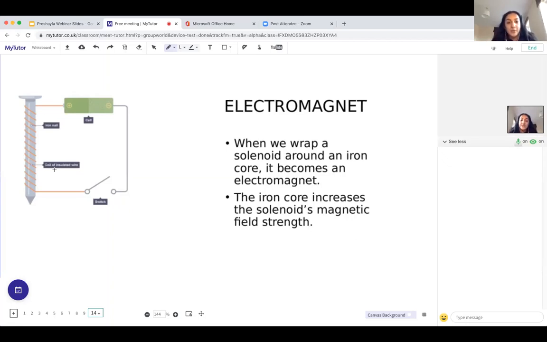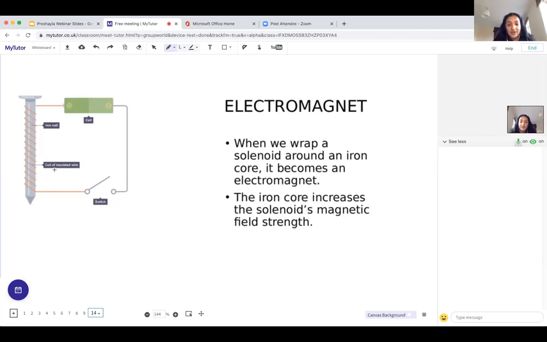The reason that we put the iron core in the center is because it increases the solenoid's magnetic field strength. So we can create a really, really strong magnet which can be switched on and off. Okay, so really strong magnet, that's really great, really useful. And it can be switched on and off. Again, really, really useful, and you'll see why in a sec.